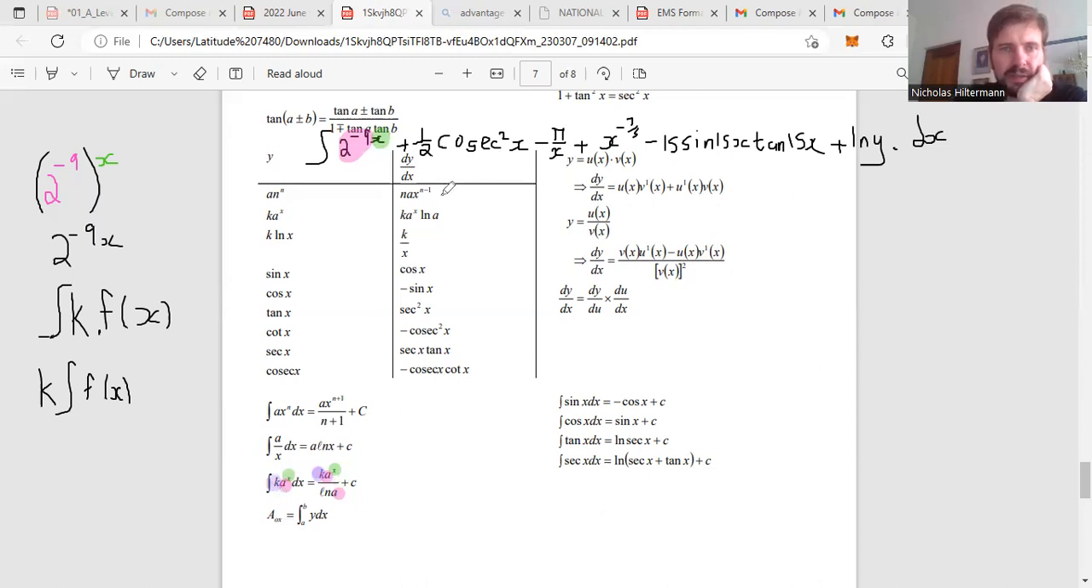But other than that, even if we look along here, this half in front of the cosec squared x, that's just the k. So that's going to come along for the ride. There's 15 in front of the sine, that's going to come along for the ride. So we'll just allocate k as purple for all of these questions, and don't worry too much about a number in front of the function, because that's just going to be there at the end.